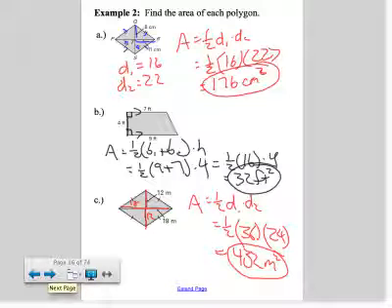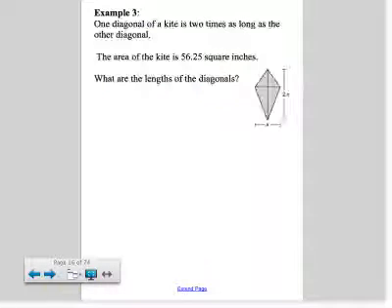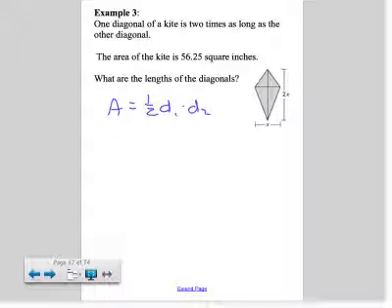Okay. And so again, you're just identifying the figure and then using the formula. It says one diagonal of a kite is 2 times as long as the other diagonal. The area of the kite is 56.25. What are the lengths of the diagonals? Well, A equals 1/2 D1 times D2. Plug in what you know.